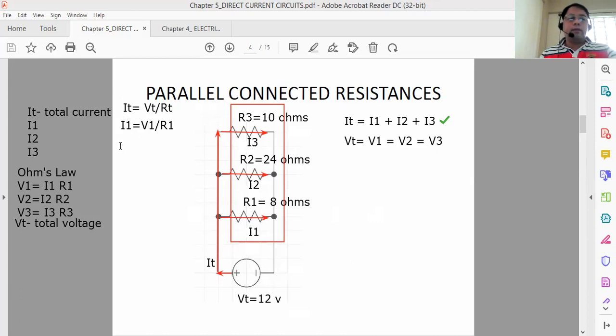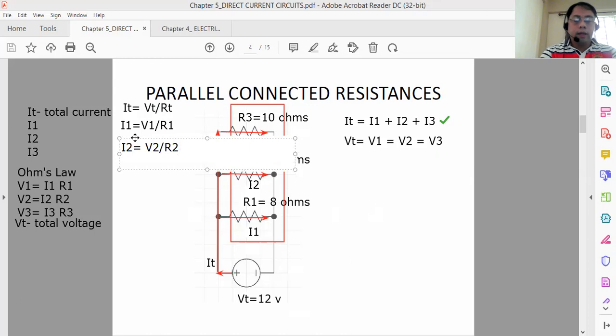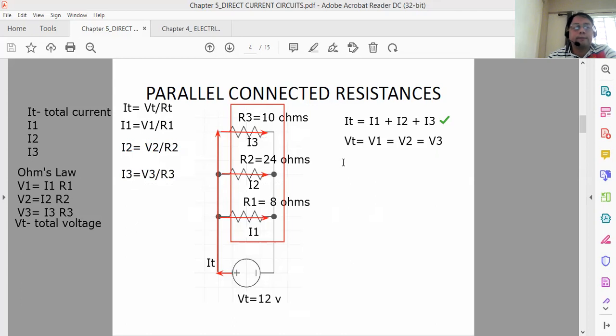Now again, with that analogy, we know that I sub 2 will simply follow. So that will be V2 over R2, and I3 will be V3 divided by R3. Now again, the slash there is a division operation.